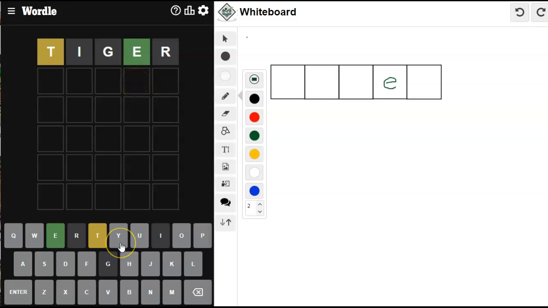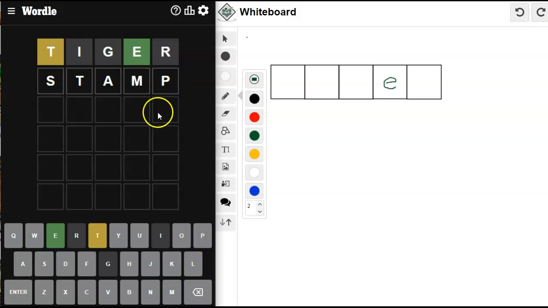What about... Well, we did stomp recently. That was one of the words, right? Yeah. What about stamp? I mean, I could just use stomp. I know it's not going to be the word. It doesn't have an E in it. This is just to figure out what it could be.